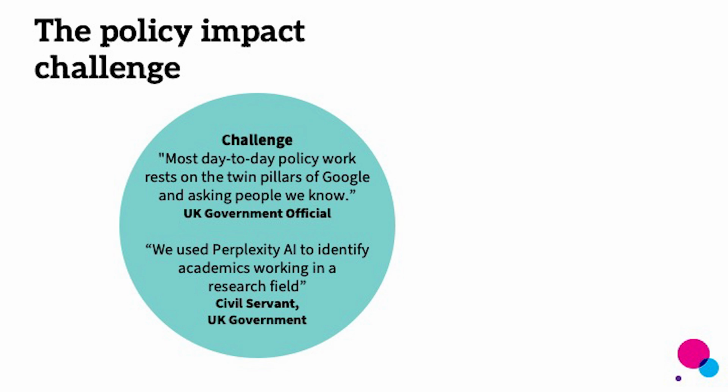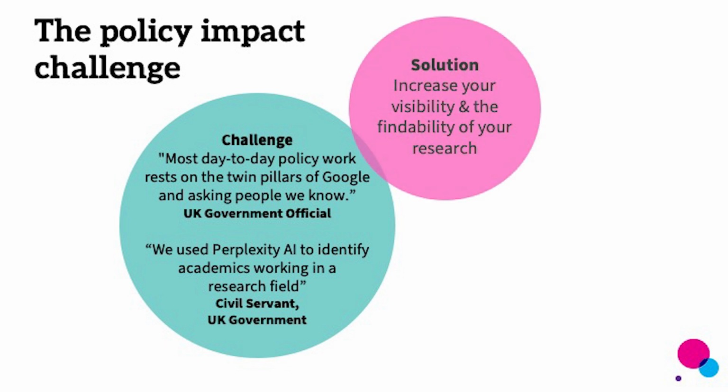visibility and relationships. The policy engagement sphere is all about people, and it's a people business. So this challenge is all about having your research and yourself be visible to these people, so they can find it using Google, or you're one of the people that they know, you appear on the Google search, you appear in that AI search. And so the solution here is to increase your visibility and the findability of your research.